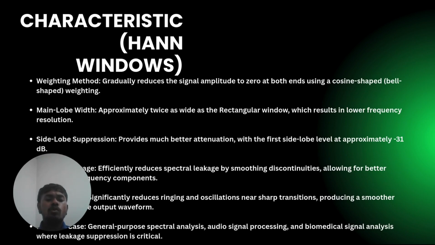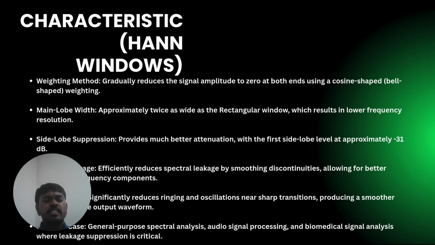But look at the side lobe suppression. It provides much better attenuation, with the first side lobe level dropping to approximately negative 31 dB. This drastically reduces spectral leakage, allowing us to isolate frequency components with much higher precision and fewer artifacts.